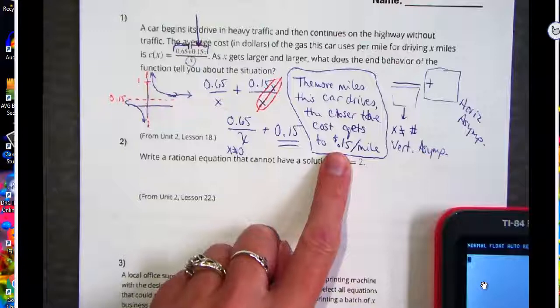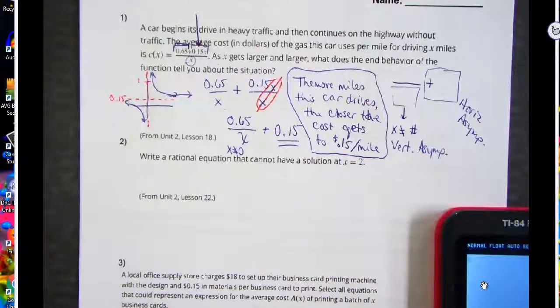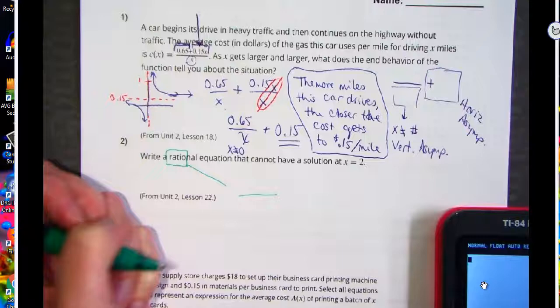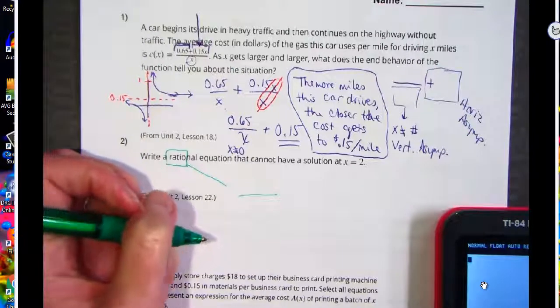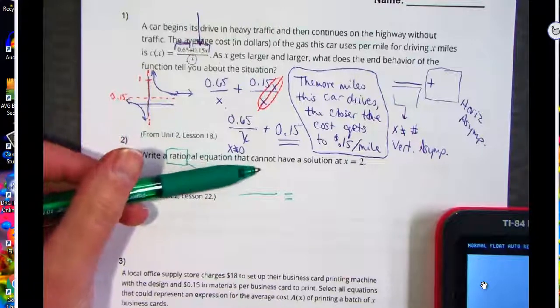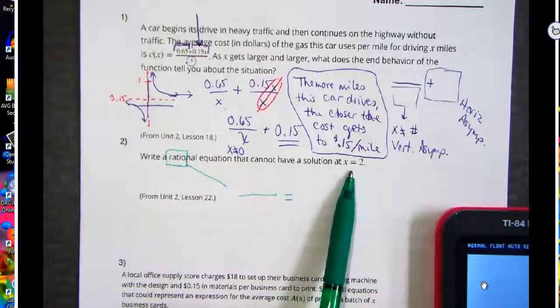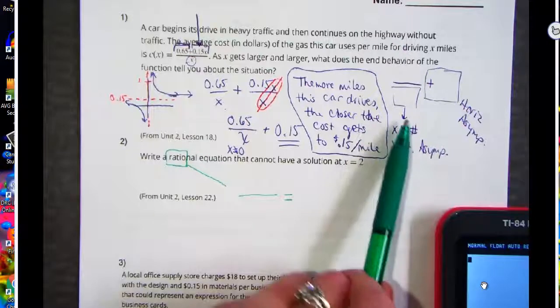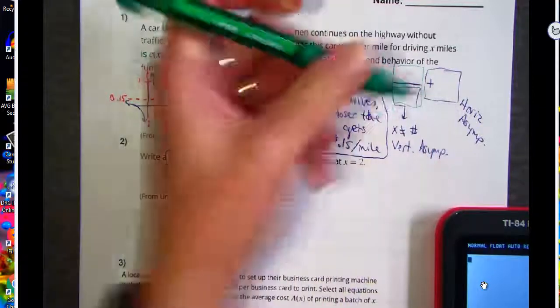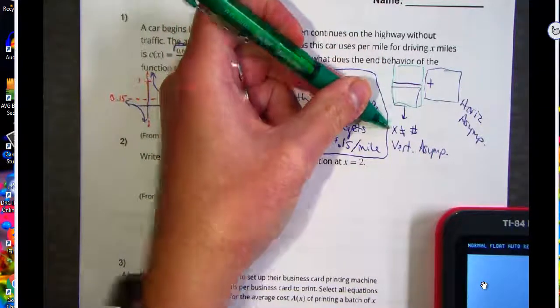Our big thing, though, is the interpretation going on here. Number 2 asks us to write a rational equation. Rational means I need to have a fraction. Equation means it has to equal something that cannot have a solution at x equals 2. That's where I want an x value that can't happen. And again, I'm going to return back to this idea that I have a fraction and the denominator cannot equal 0. There's my x value happening.